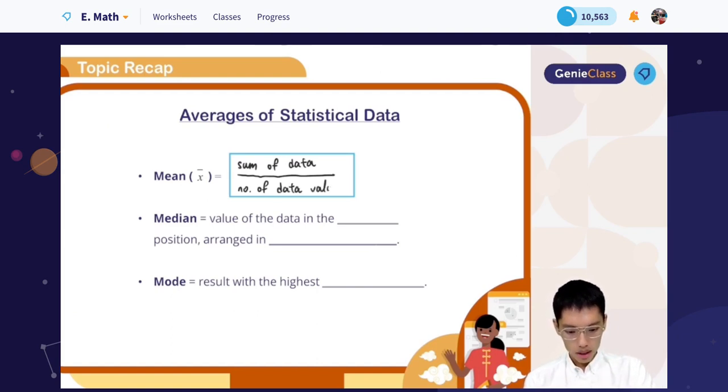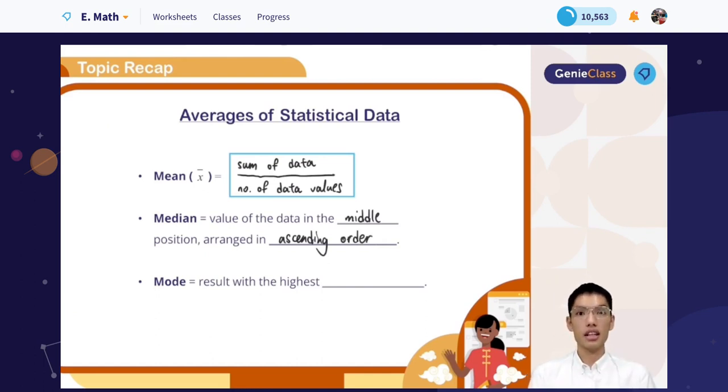That is your mean. Now, median over here, as the name suggests, it rhymes with middle, so the value of the data in the middle position. And make sure, very important, when you do the median, don't always assume that your data is arranged in the ascending order. Always make sure that you check that your data is in the ascending order.